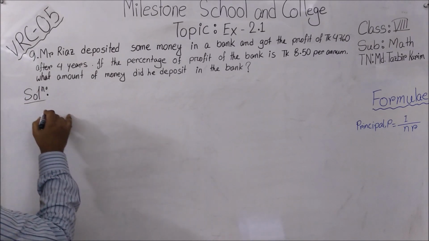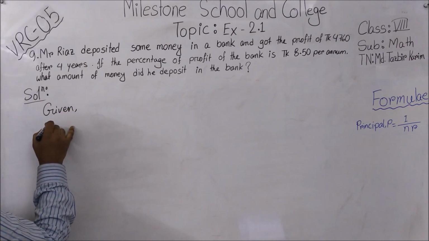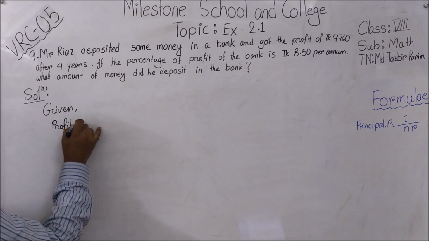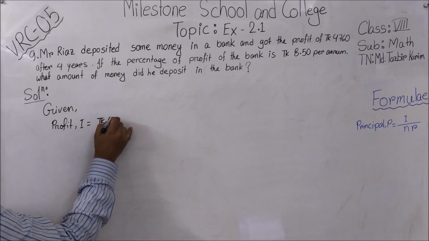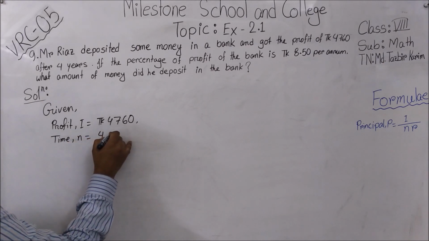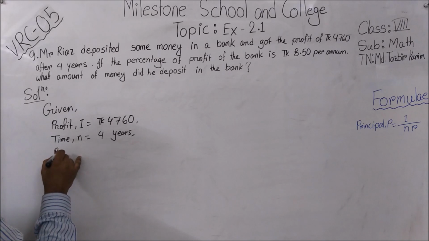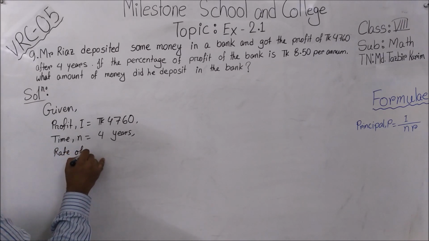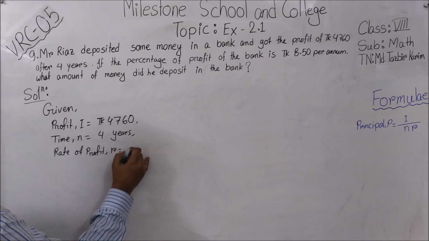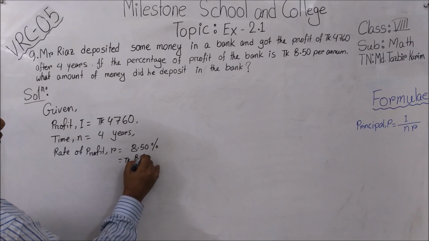So now the solution. Given profit I equal to taka 4,760, time n equal to 4 years, rate of profit R equal to 8.50%, that equals 8.50 by 100.